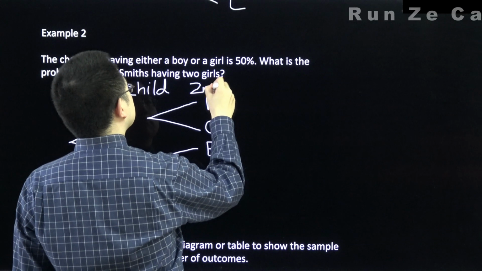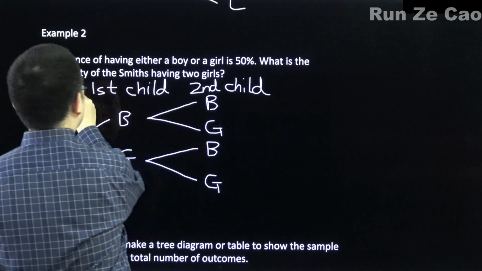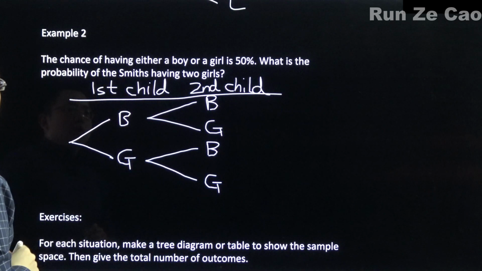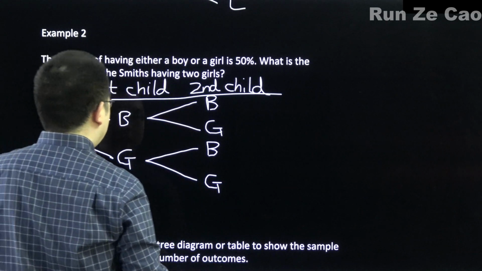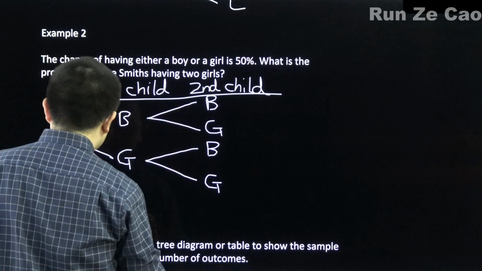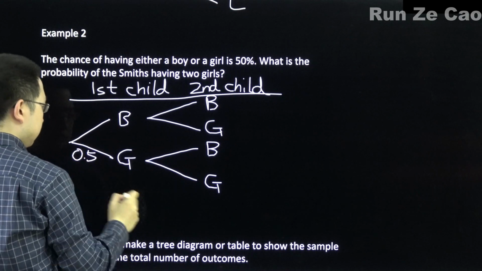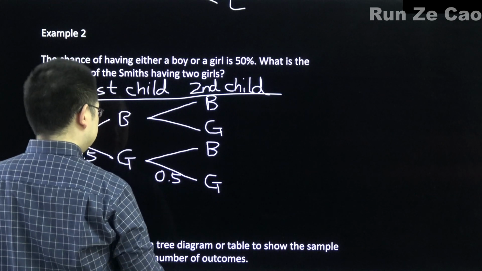And the second child is here. And we divide this up. Okay, so 1 of 4 outcomes. Now the important thing here is that 50%, that's 0.5, and then 0.5 again.